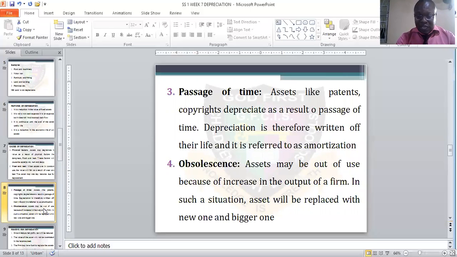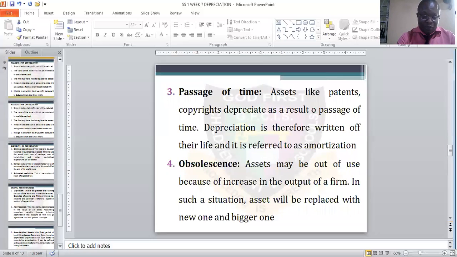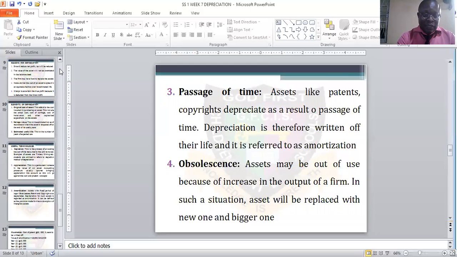Then obsolescence. Asset may be out of use because of increase in the output of a firm. So obsolete assets that we were using before may not be relevant again to the business firm. These assets need to be replaced with new and bigger ones. If a machinery becomes of no use again, why can't we replace it with a new one, or one that is bigger that will serve the company for a long period of time? So that is obsolescence.